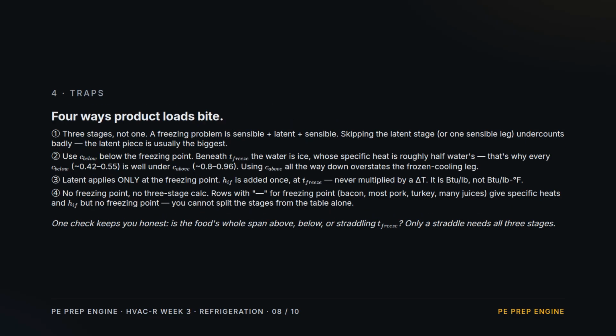Traps. 4 ways this bites. 1. It's 3 stages, not 1. Sensible, latent, sensible. Skip the latent piece, and you undercount badly. 2. Below the freezing point, use the specific heat below freezing. The water is ice now, roughly half the specific heat, which is why that column is always the smaller one. 3. Latent heat is added once, at the freezing point. It's per pound, never times a delta T. 4. Some rows show a dash for freezing point. Bacon, most pork, turkey, many juices, so you can't split the stages from the table alone.